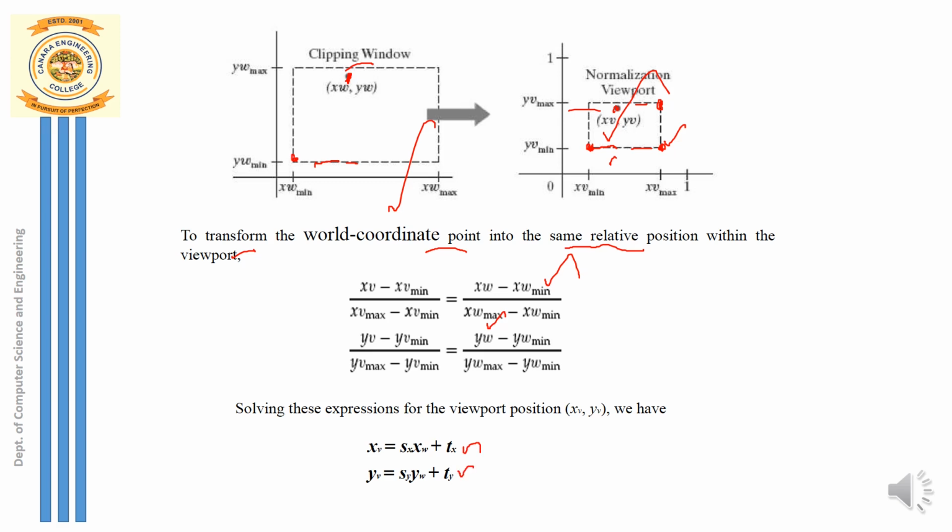of two equations. So for this first one, I can just do the cross multiplication and rearrange it, and I can write one general equation something like this: xv is equal to sx into xw plus tx, whereas the second one I can rewrite as yv is equal to sy into yw plus ty. You may wonder what this sx and tx are, which were not there earlier in these two equations. I'll tell you what they are.